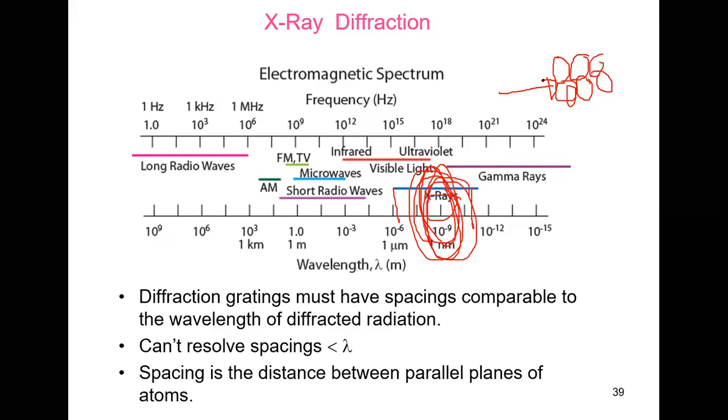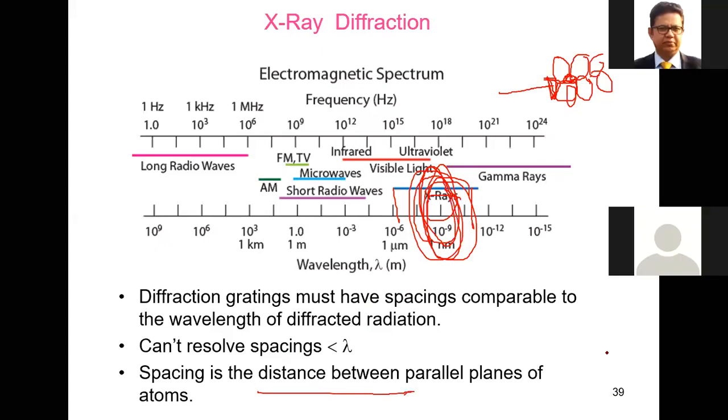Now, what will happen? You have studied in your first semester in optics that when light or an electromagnetic wave passes through a narrow opening, it can pass through if the wavelength is comparable to the opening, and in addition to passing, it will spread on the other side. This spreading of the light beam is called diffraction. So when we investigate materials with X-ray, we call it X-ray diffraction, because the spacing is the distance between the parallel planes of atoms.